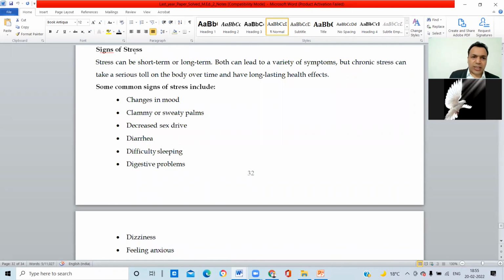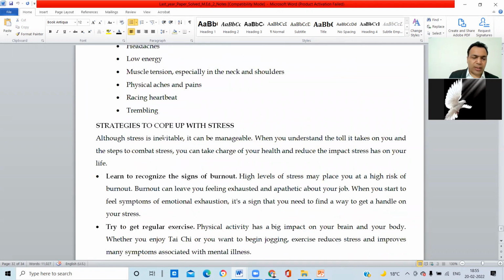What are the signs of stress? When the stress comes, what would be the signs? Change in mood, decrease in appetite, diarrhea. These are all the points I've written.